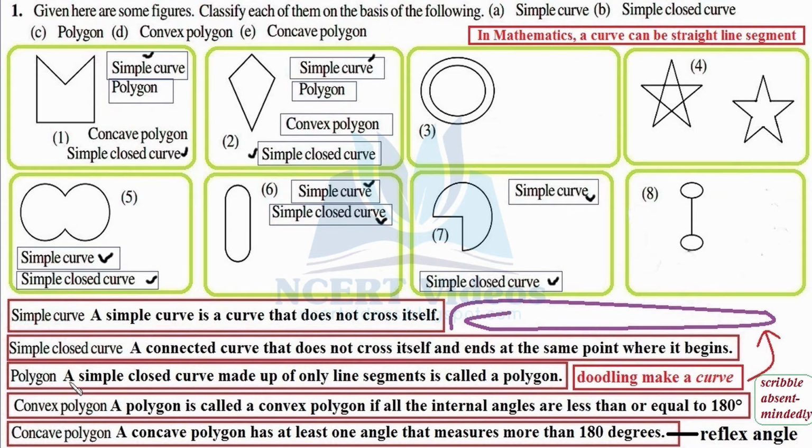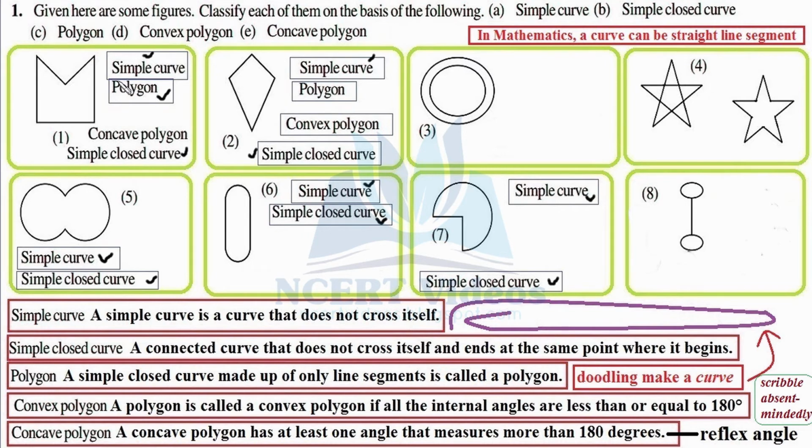What is a polygon? It must be a simple closed curve, that is, it must follow this criteria with a condition. That is, a figure made up of only line segments is called a polygon. It must not be made up of non-straight lines. That is, it must be made up of straight lines. So let's study the first figure. These are straight lines, therefore it is a polygon.